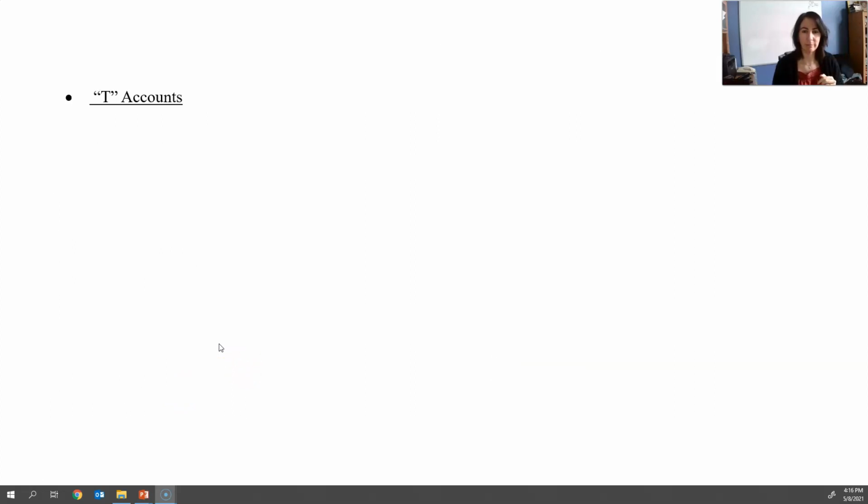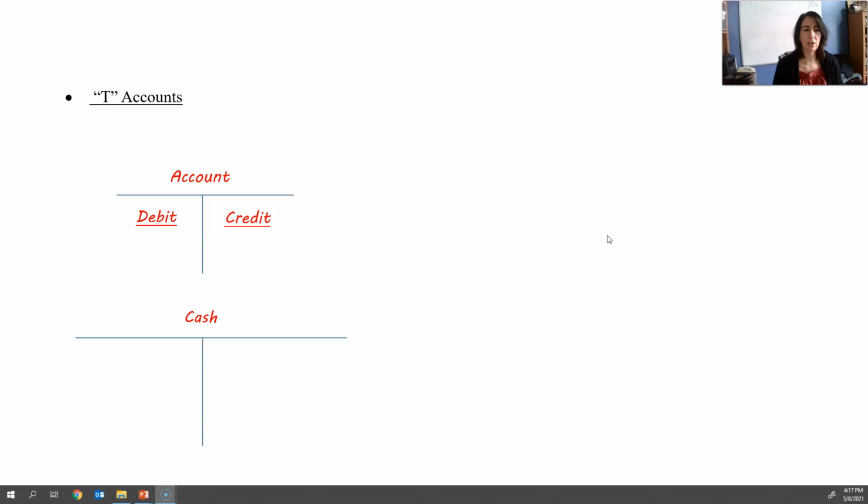take a look. All right, so let's talk about T accounts for a second. You'll see me using T accounts all the time because it's a helpful way to organize information. It's a helpful way to learn how to do journal entries. So the idea of a T account is you'll have an account title at the top. You'll see debits will be on the left, credits will be on the right. That's always going to be the case.